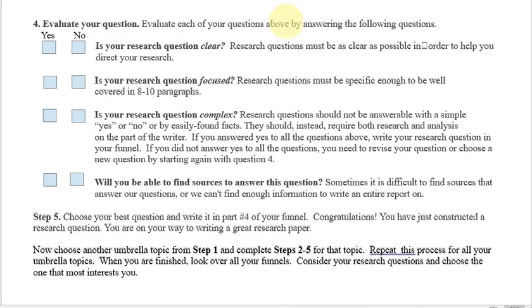Okay, now that you have some research questions down, you need to evaluate them. That means you need to decide if they're good or not. Evaluate. Judge, basically. That's what it means. So you go through these steps here to see if it's a good research question. For each question you wrote down, go through this. Is your research question clear? It must be as clear as possible in order to help direct your research.